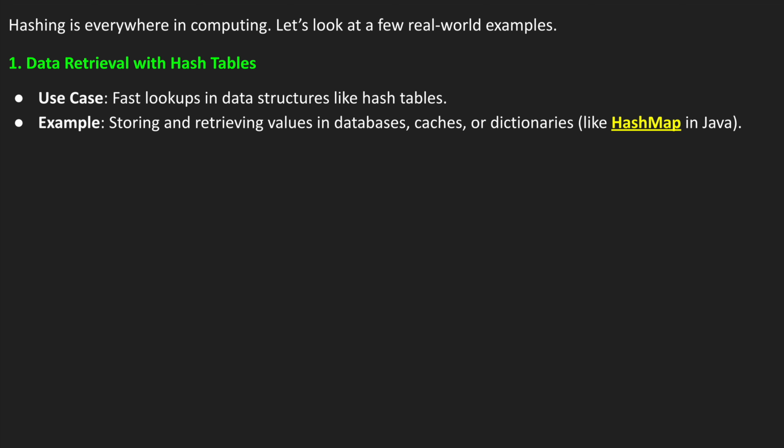Where is hashing used? Hashing is used everywhere, starting from data structures to file transfers and so on. The first real world example would be data retrieval with hash tables, for fast lookup in data structures like the hash table. For example, in data structures like a hash map in Java, or the dictionary in Python, we are using hashing.